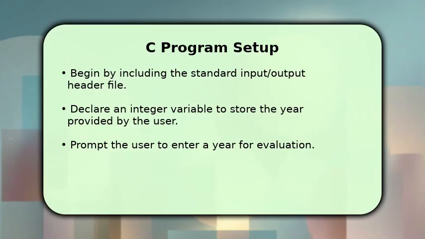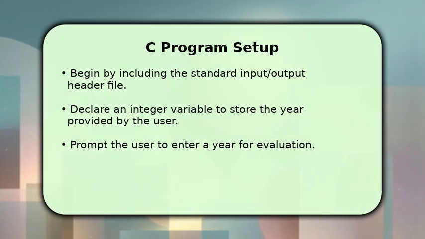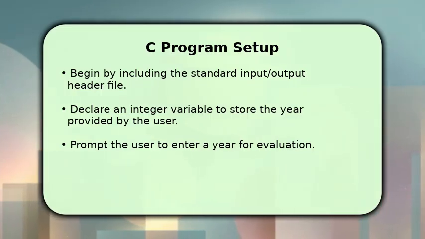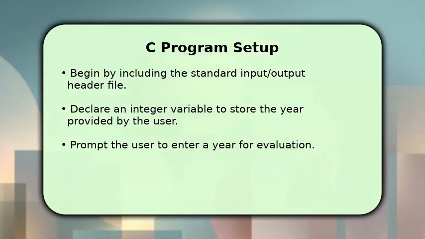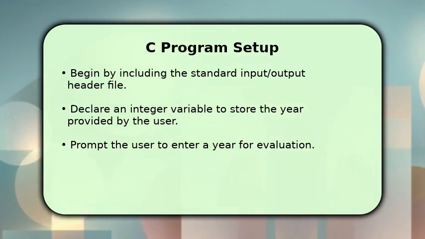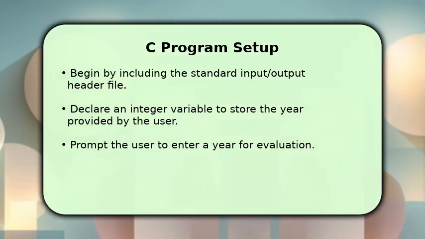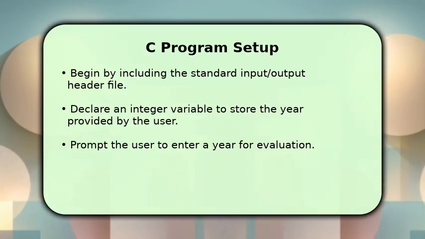Now let's set up our C program. Start by including the stdio.h header for input and output functions. Next, declare an integer variable, perhaps named year, to hold the value the user enters. Then, use printf to display a message asking the user to input a year. Finally, use scanf to read that integer value into your year variable.